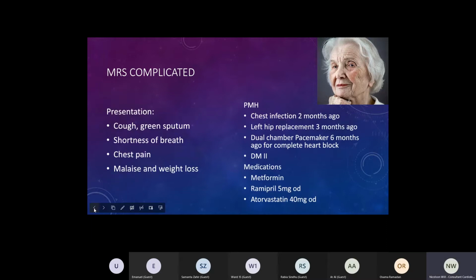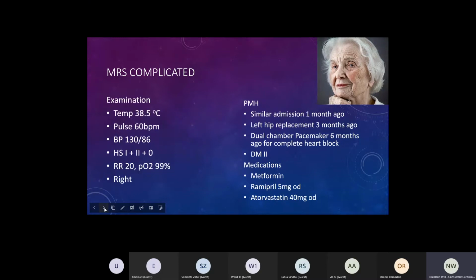If we just go back, if anybody's just joined us, this is a lady with a cough and green sputum and shortness of breath, bits of chest pain, malaise and weight loss. And you can read through the past medical history and medications. What are your thoughts about this patient?